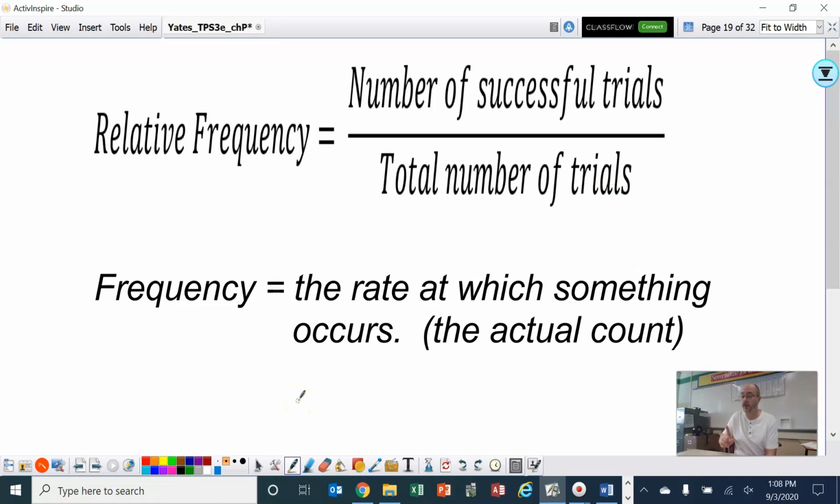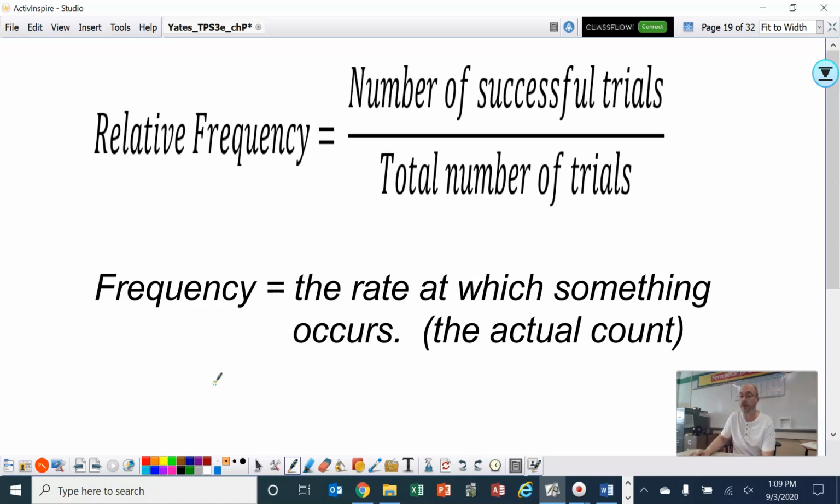Frequency. If you just see the word frequency, it's really important. Words have meaning. In AP Stats, if you get the meanings of words mixed up, it makes a huge difference in interpretation. If you just see the word frequency, that's the rate at which something occurs, the actual count. Like I gave a survey and 40 out of 50 people preferred Coke over Pepsi. 40 is the frequency. 40 out of 50, 0.8 or 80%, is the relative frequency.